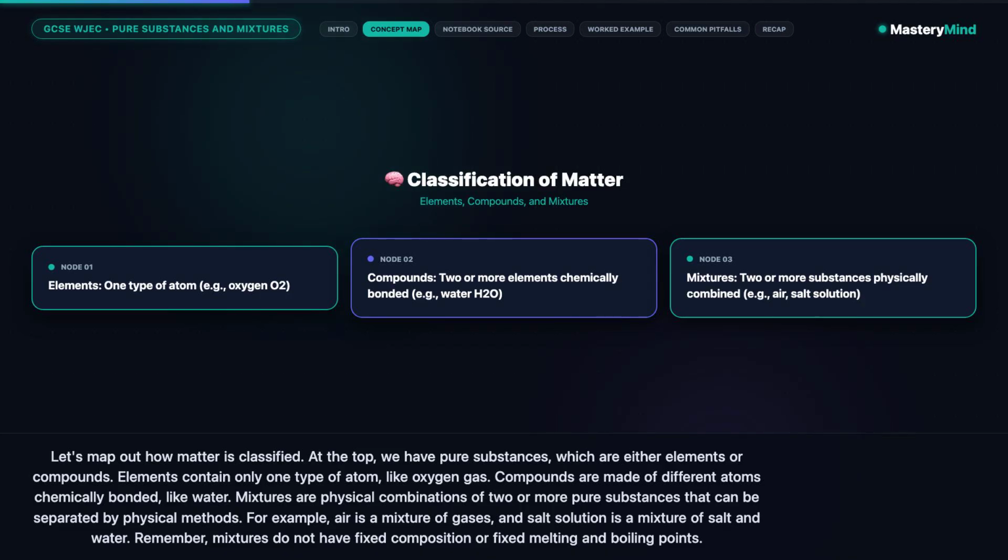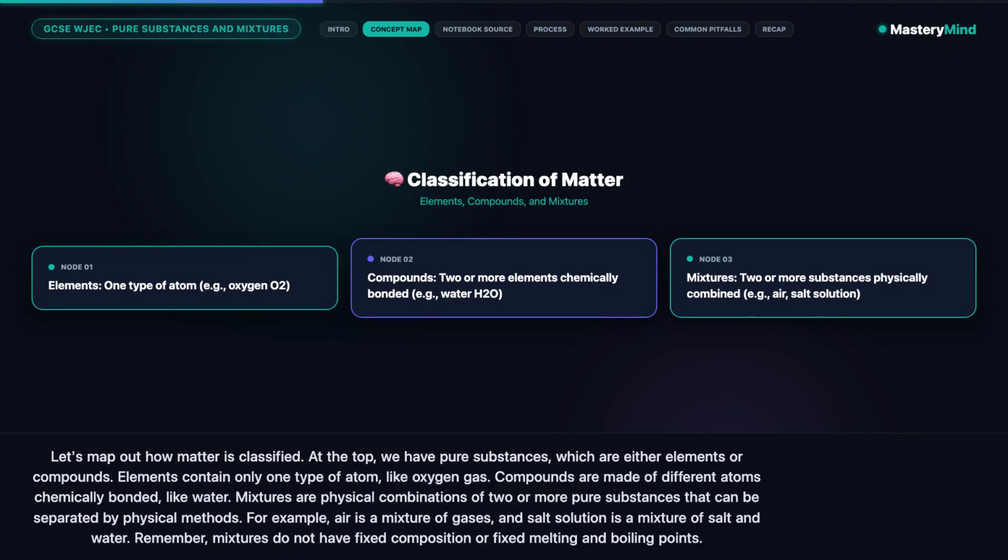Mixtures are physical combinations of two or more pure substances that can be separated by physical methods. For example, air is a mixture of gases, and salt solution is a mixture of salt and water. Remember, mixtures do not have fixed composition or fixed melting and boiling points.